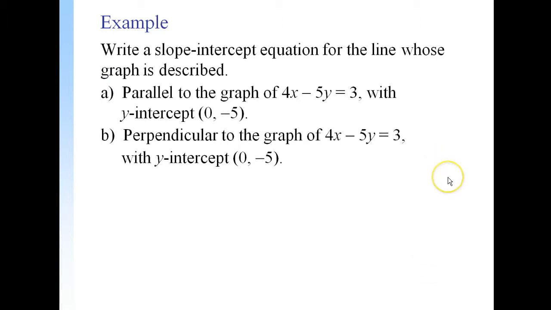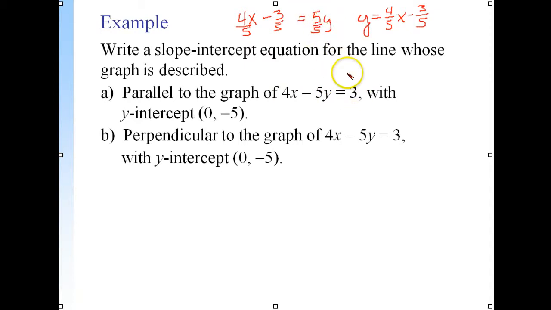Okay. Write a slope-intercept equation for the lines whose graph is described. Parallel to this. So here we have an equation in standard form. So I'm going to transpose the 5y, becomes a positive 5y. Transpose the 3 becomes a -3. Divide everything by 5, and I now have the slope of a line that would be parallel. But they wanted to go through this point, which happens to be the y-intercept. So my new equation will be y equals the same slope, 4/5 x, but goes through the y-intercept of -5.